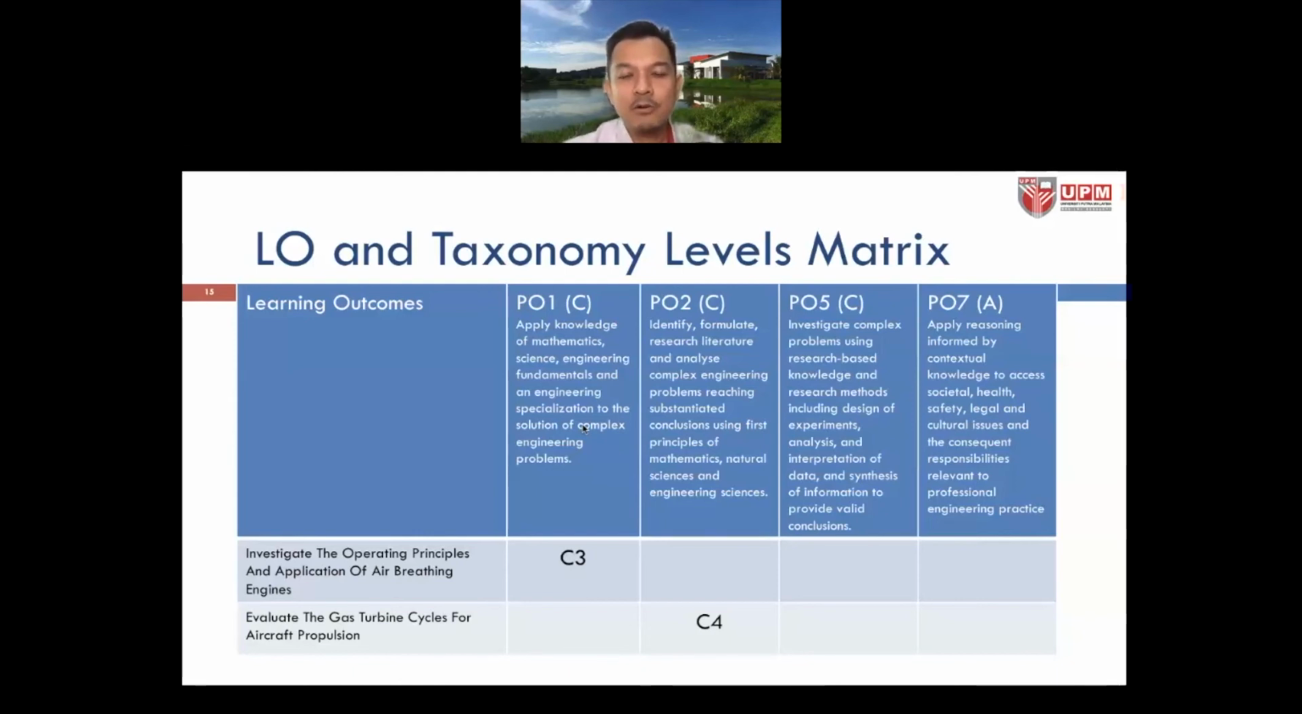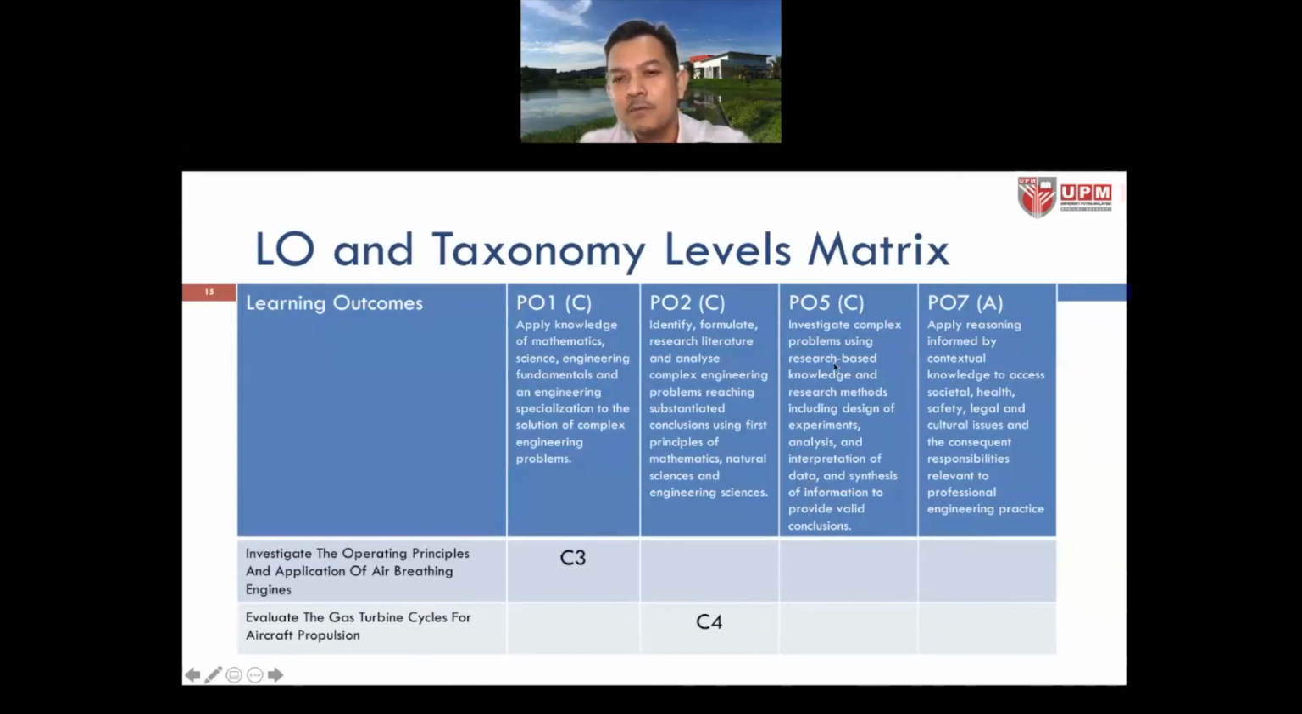And then program outcome number 2, we are going to identify, formulate, research literature and analyze complex engineering problems, reaching substantiated conclusions using first principles of mathematics, natural sciences, and engineering sciences, right? And then we have program outcome number 5, which looks into the ability to investigate complex problems using research-based knowledge and research methods, including design of experiment, analysis and interpretation of data, and synthesis of information to provide valid conclusions.